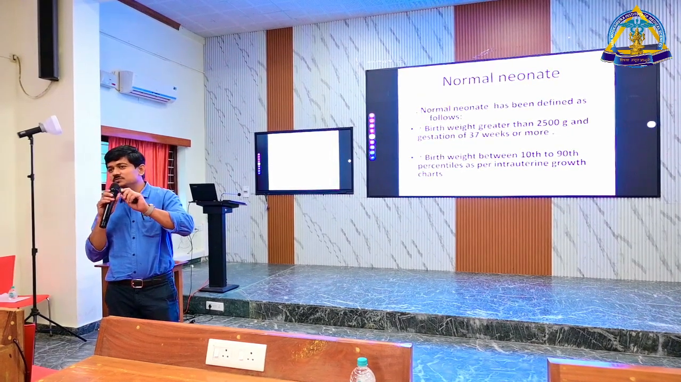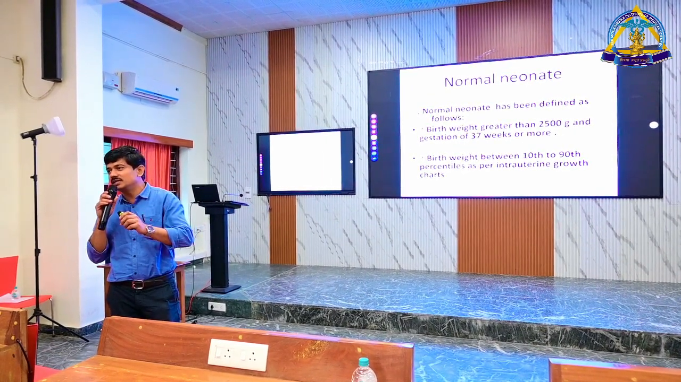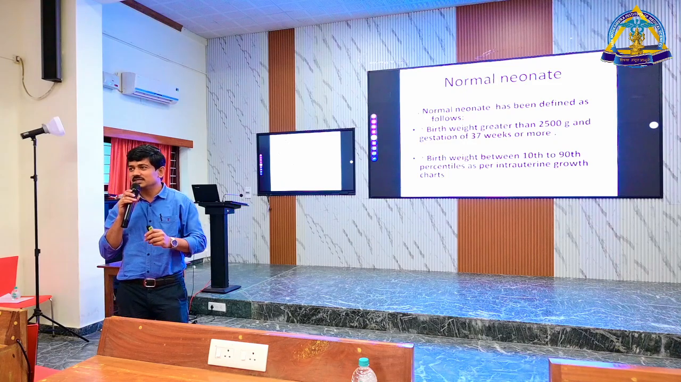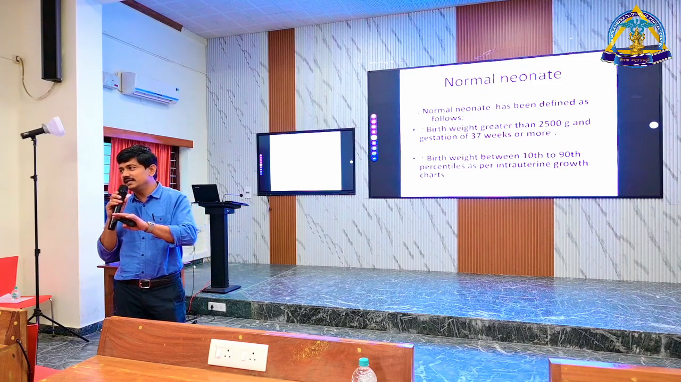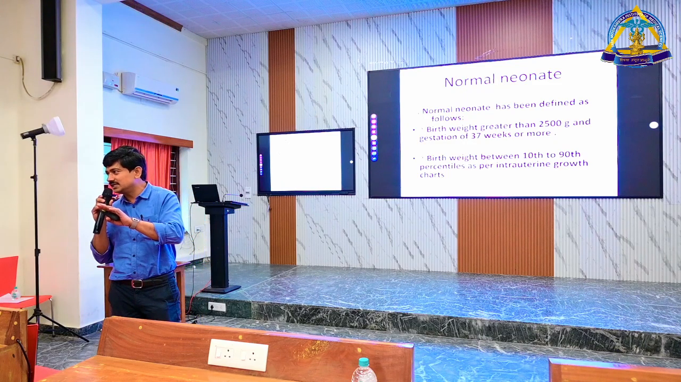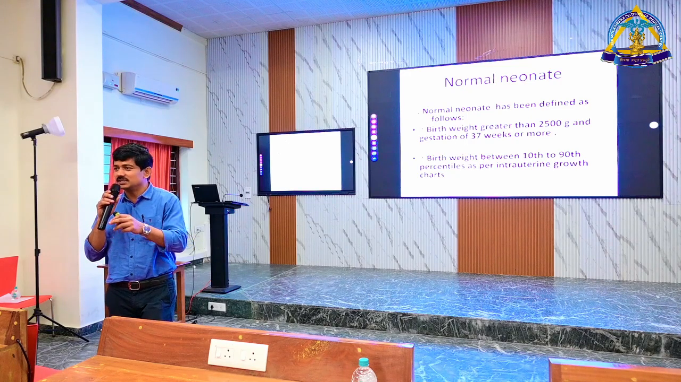You have studied in obstetrics: what percentage of babies will deliver on the EDD? Only 4%, right? So if the baby is born on the EDD, it means the gestational age of the child is 40 weeks. Suppose the EDD is 21st of December and the baby is born today.